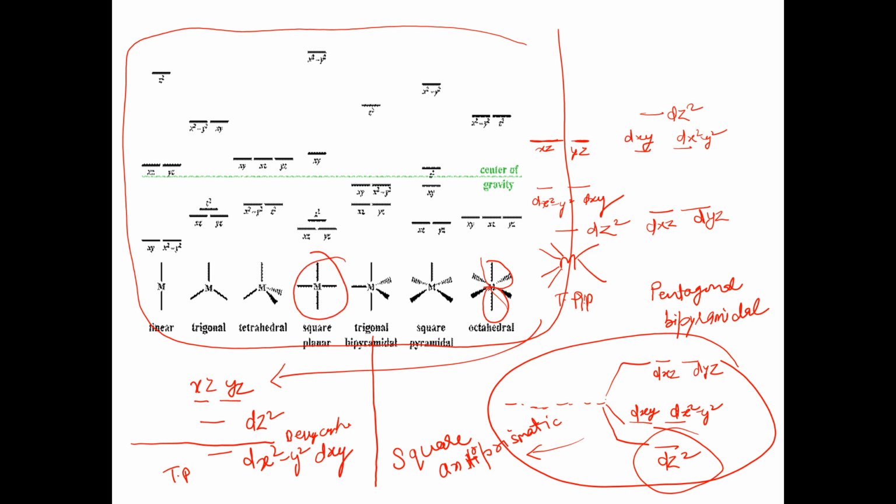Hence the repulsion on the z axis is very less, so that's why these three terms are stabilized and the energy is reduced. And you can see on the x-axis and y-axis there is very high repulsion, so that's why they exhibit the higher energy.